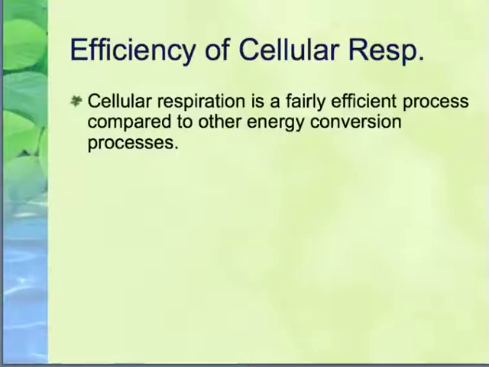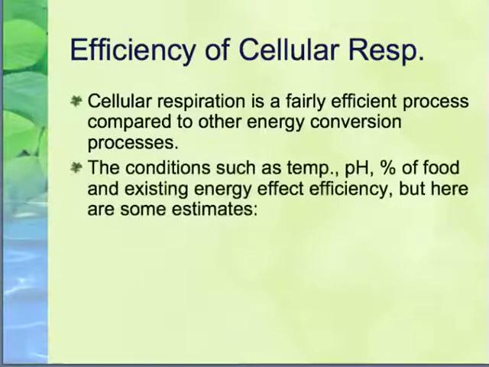thing that happens, is governed by certain criteria. For example, the temperature, the acidity or alkalinity or pH, the percent of food that's available, the existing amount of energy, are all playing a role. I mean, if we have a whole bunch of ATP hanging around, we're probably not going to produce ATP very efficiently because we have plenty. You don't produce a whole bunch of stuff that you already have plenty of. That would just be a waste.